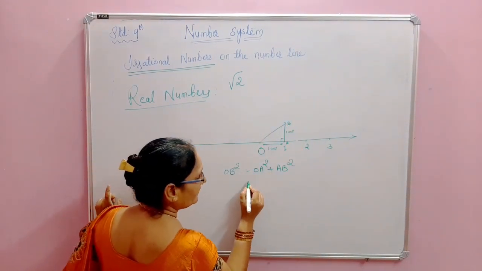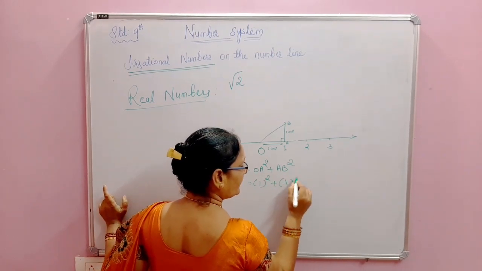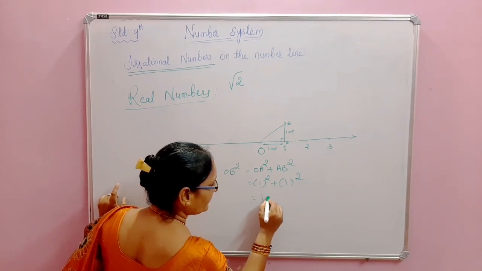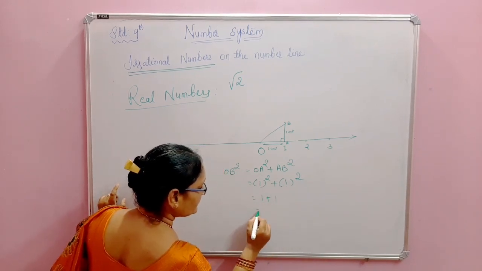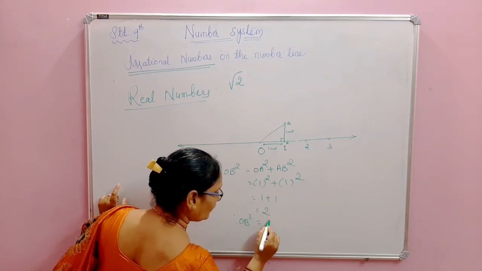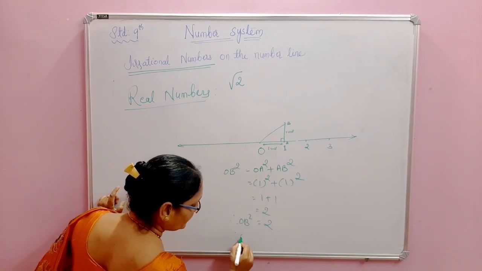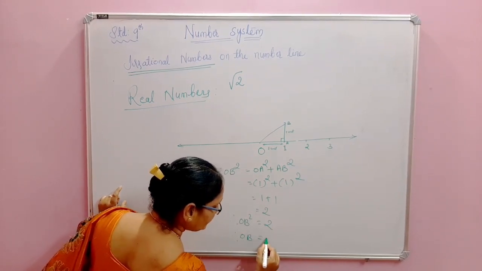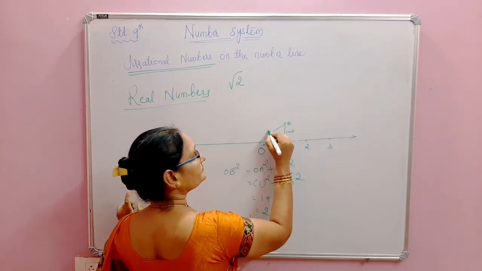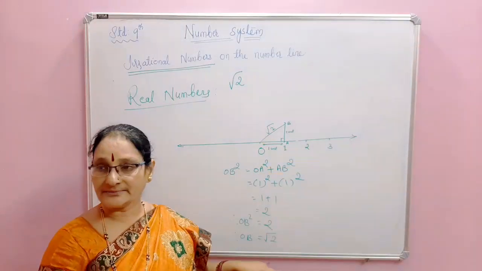Here what is OA square? 1 square plus AB square, 1 square. So therefore 1 square is 1 plus 1 square is 1. This is 2. Therefore OB square is equal to 2. OB square is equal to 2. But we want what? OB. OB is nothing but root 2. This is root 2 now. Root 2, where does it come on the number line?